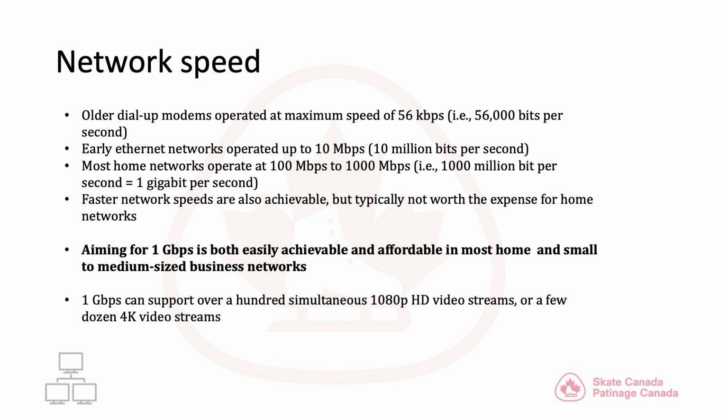To put this into perspective, older dial-up modems operated at maximum speeds of about 56 kilobits per second, or 56,000 bits per second. Early Ethernet networks operated up to 10 million bits per second. And most home networks now operate at 100 megabits per second to 1000 megabits per second, which is a gigabit per second. Faster network speeds are also achievable, but typically not worth the expense for home networks.